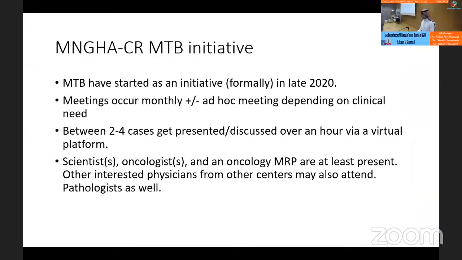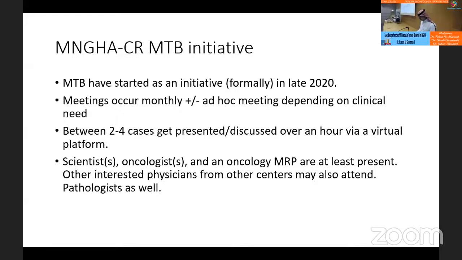So let's talk about what we've been doing in National Guard Riyadh. So we started as a small initiative. We started formally in late 2020. Now, if you remember, these were the horrendous COVID times. However, we were determined to start.